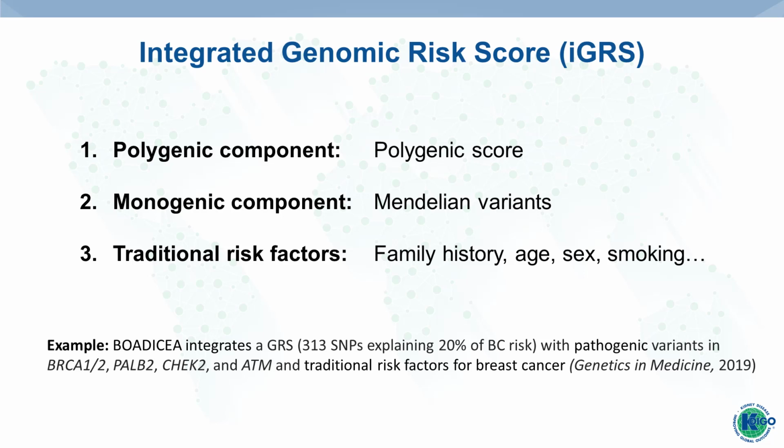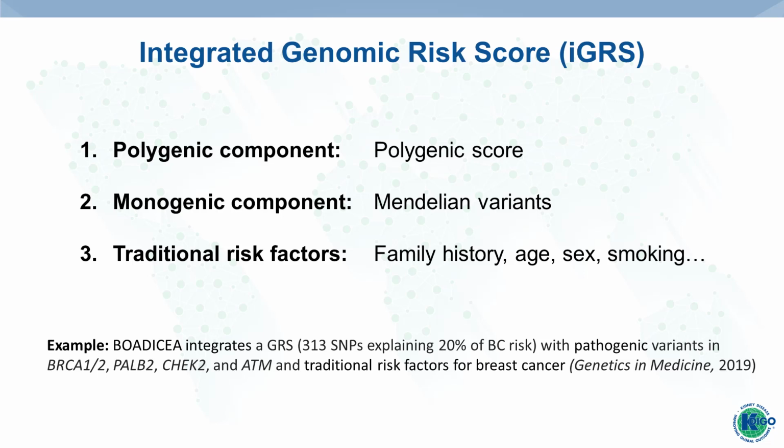Admittedly, there are not that many examples of clinically useful integrated genomic risk scores right now, but one example that I want to bring up outside of the kidney field is the example of BOADICEA, which is an integrated genomic risk score for breast cancer that has been published a couple of years ago, and it's an extremely promising tool that is undergoing clinical implementation.